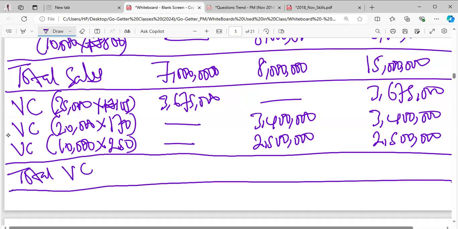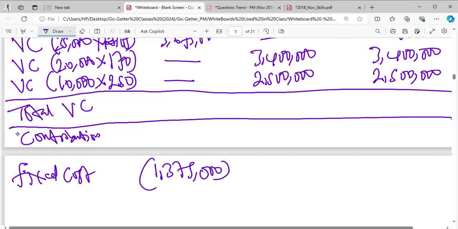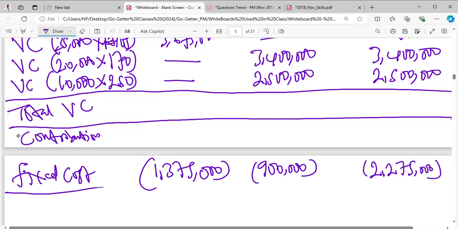So I'll just come here and put my contribution. And I'll go down a little. I'll say fixed costs. First one is 1,375. And the other one is 900, giving us 2,275. Then I will go ahead and put my profit.